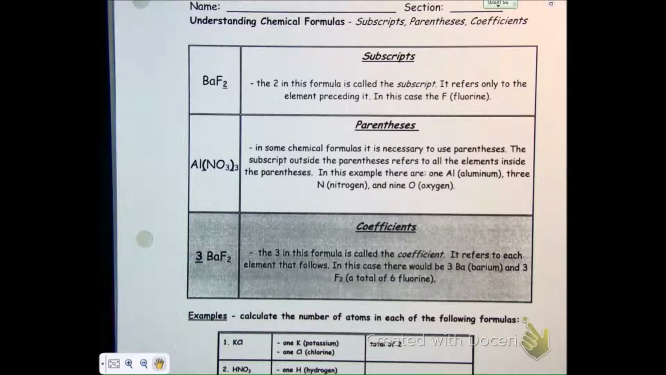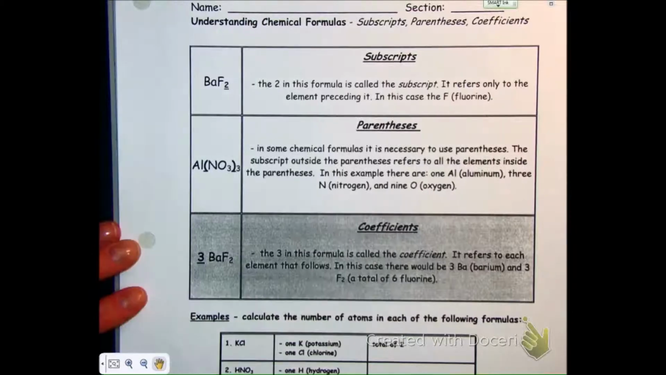Subscripts, parentheses, and coefficients. Those are 3 terms, SPC. And we need to learn what those things help us determine when we're trying to count the atoms in a formula. So let's start by reading about subscripts. Okay. Subscripts. It's giving you an example of a subscript, and you've gotten fairly familiar with these as you've been writing formulas to represent ionic and covalent bonds.